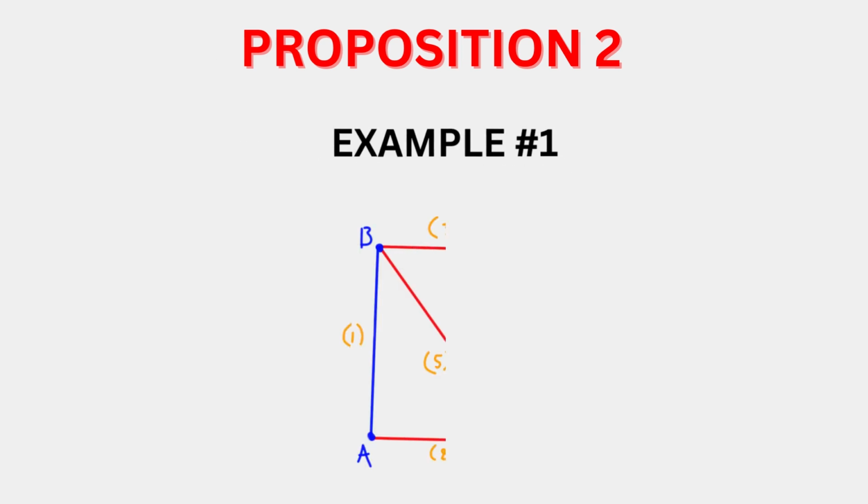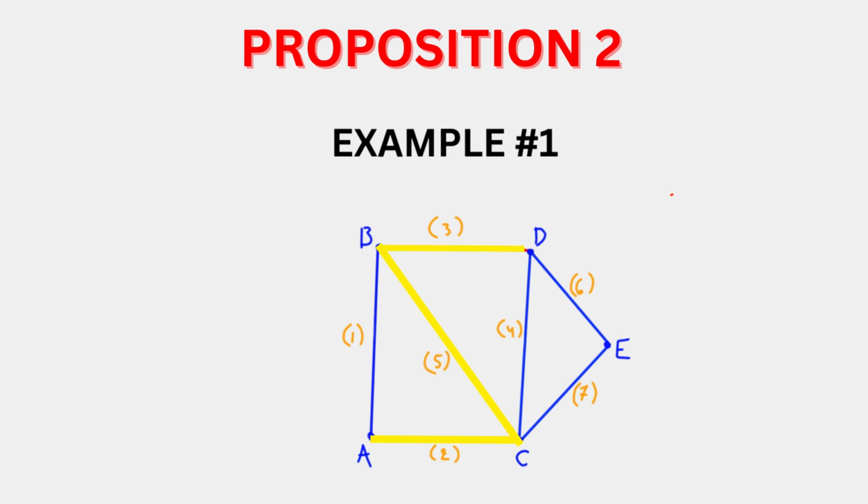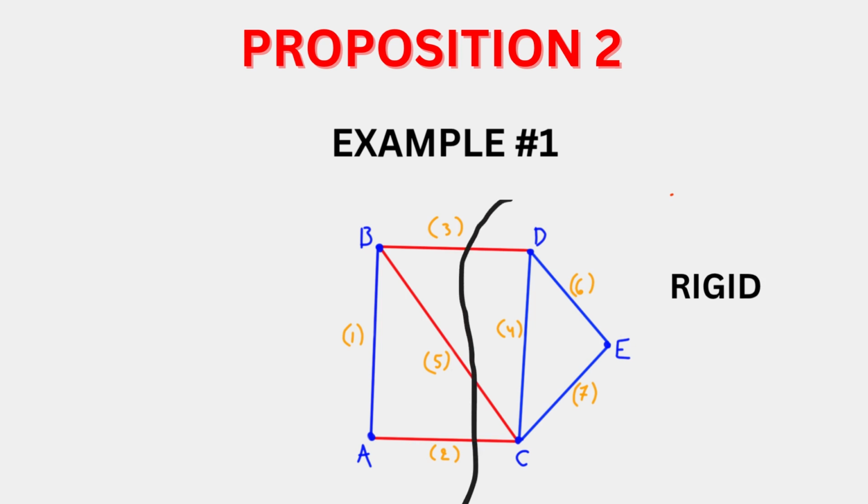In this first example, we have one rigid part, a blue triangle, connected through the red bars 3, 5, and 2 to another rigid bar. According to proposition 2, since the two rigid parts are joined by three bars that don't pass through the same point, the system is rigid. Now, let's make the Ritter cut through those three red bars.